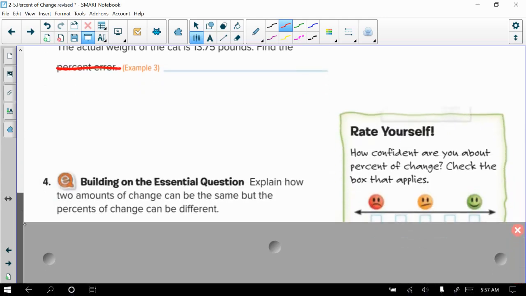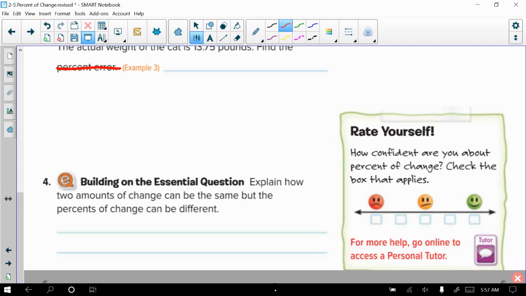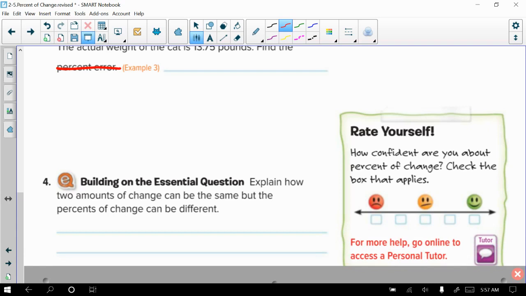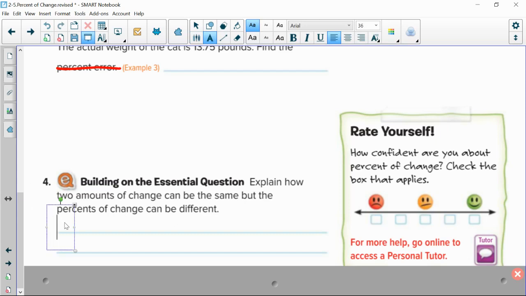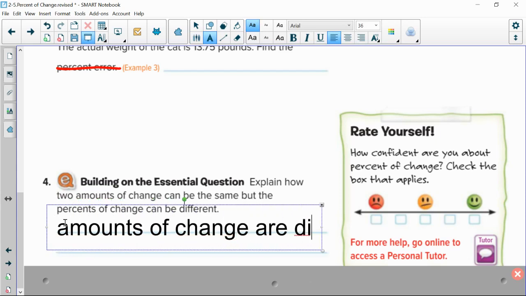Explain how two amounts of change can be the same, but the percent of change can be different. Take a minute and think about that one. So basically it ties in together that the amounts of change are different.